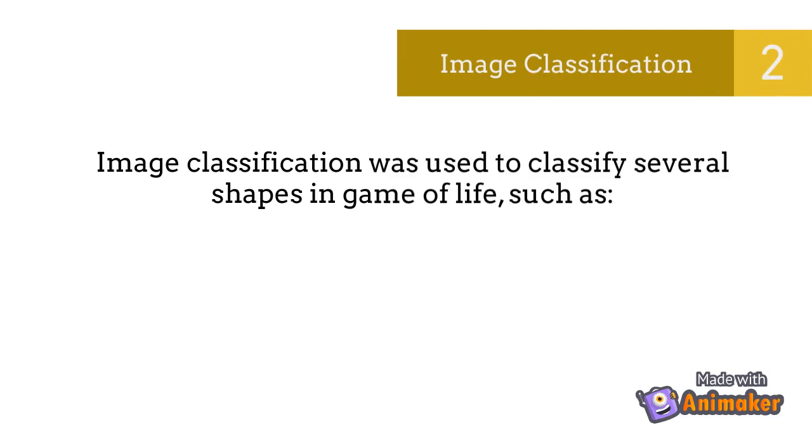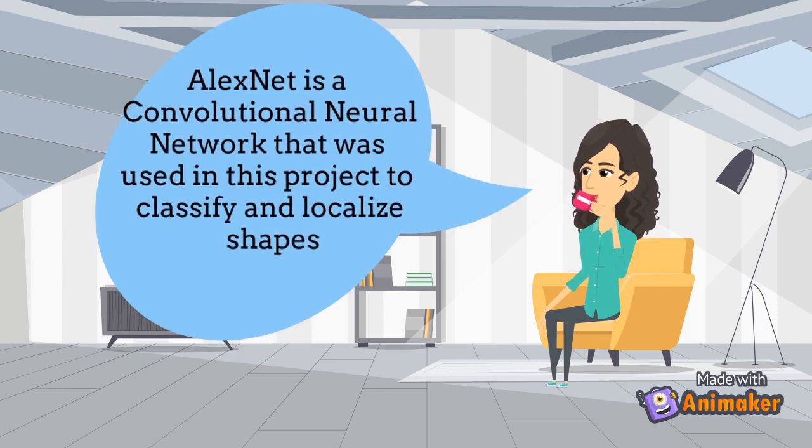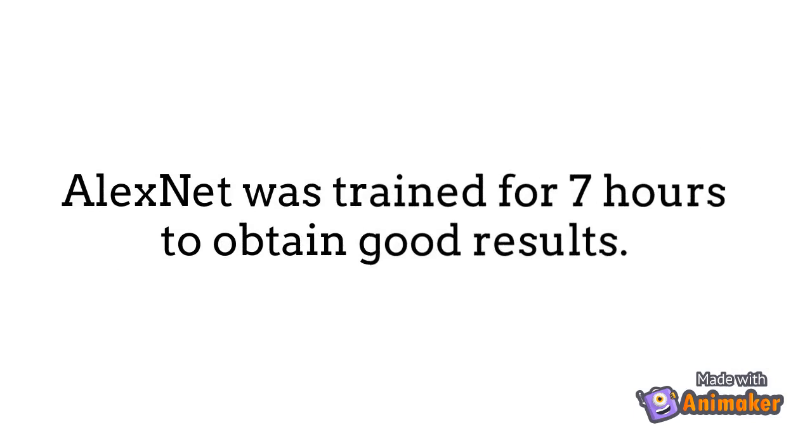Image classification was used to classify several shapes in Game of Life, such as a blinker, a glider, a block, and a beehive. AlexNet is a convolutional neural network that was used in this project to classify and localize shapes. AlexNet was trained for 7 hours to obtain good results.